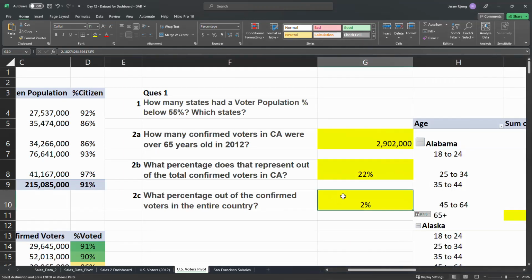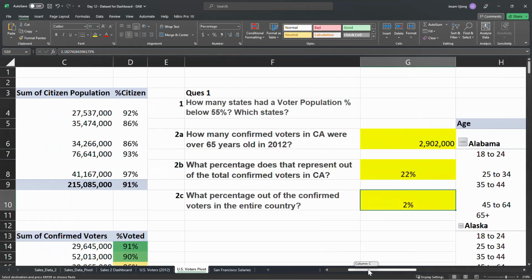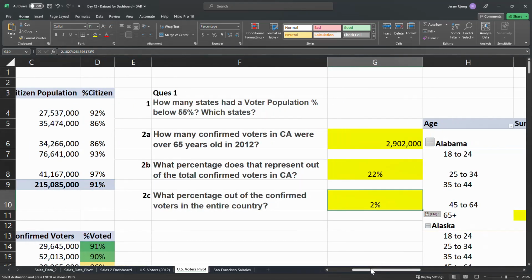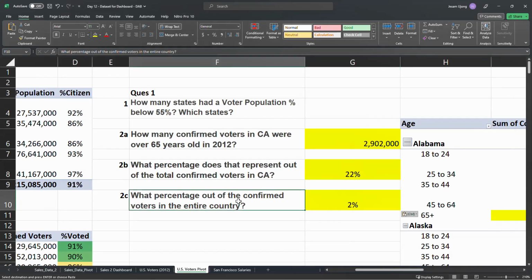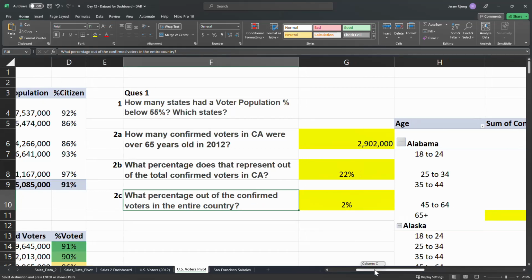Those 65 years and above in California amounted to 2% of the total confirmed voters in the entire country. English is hard.